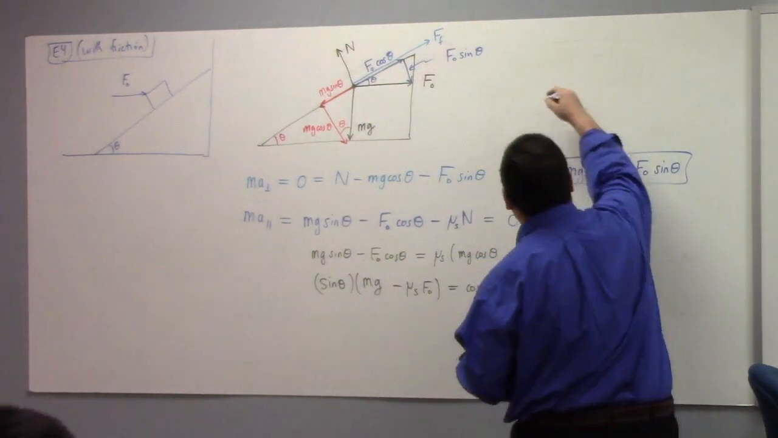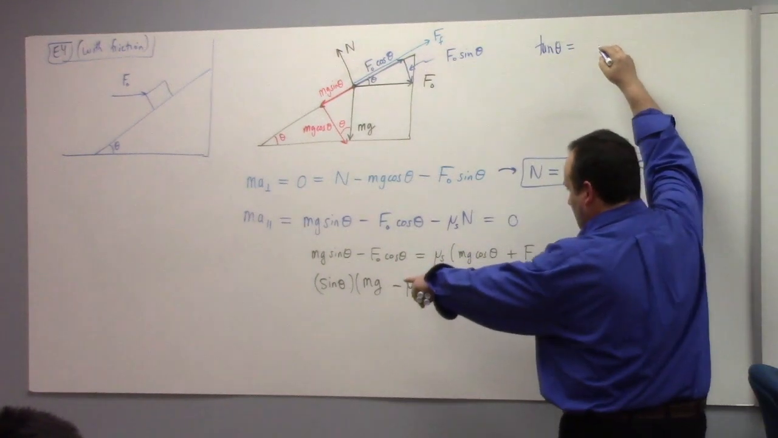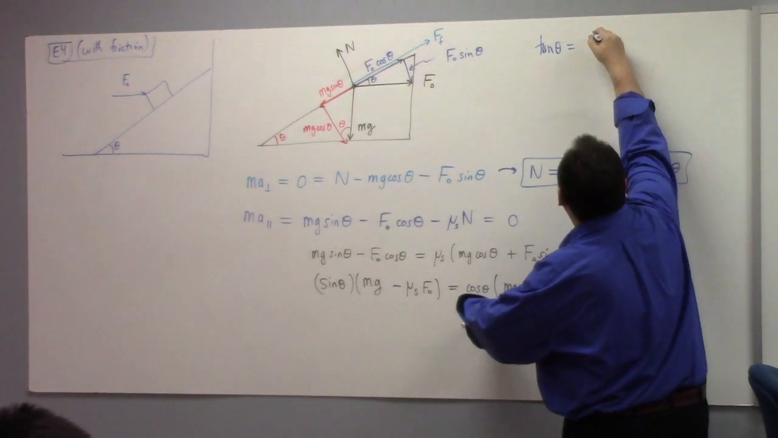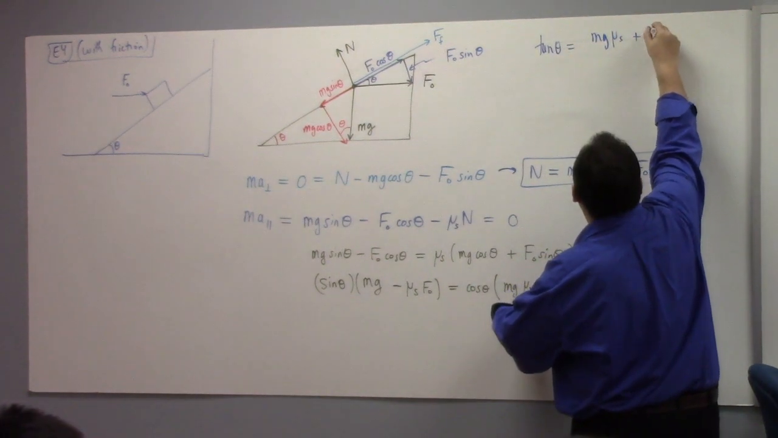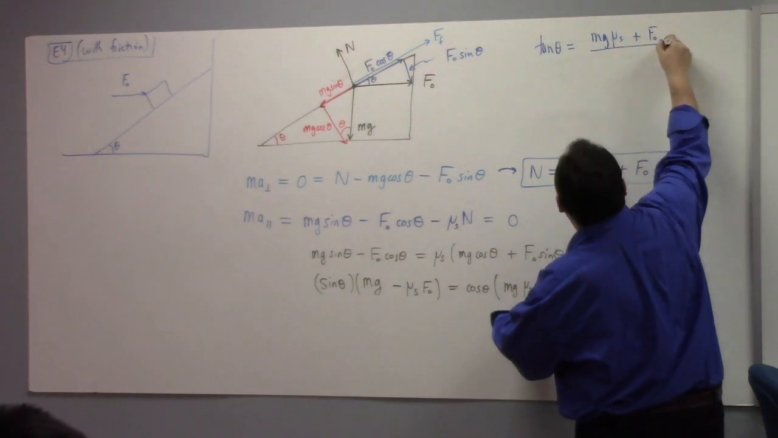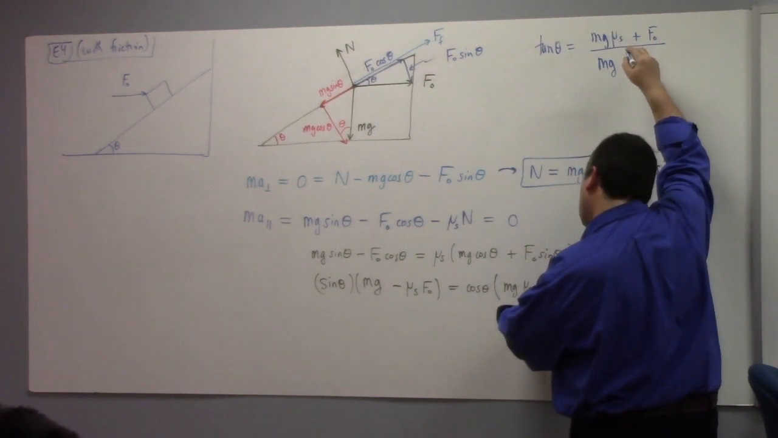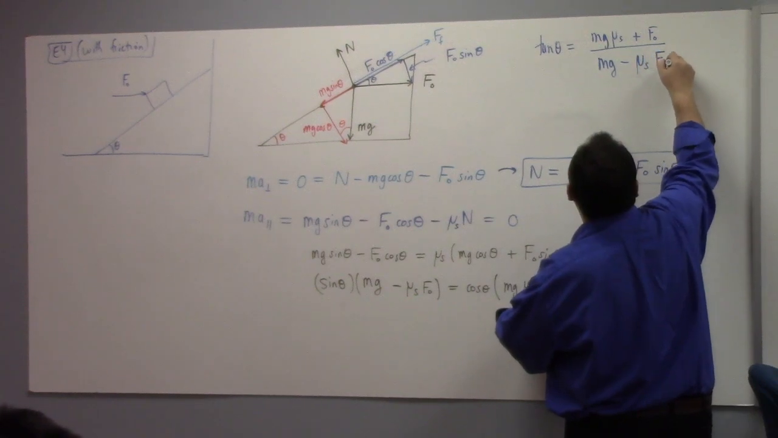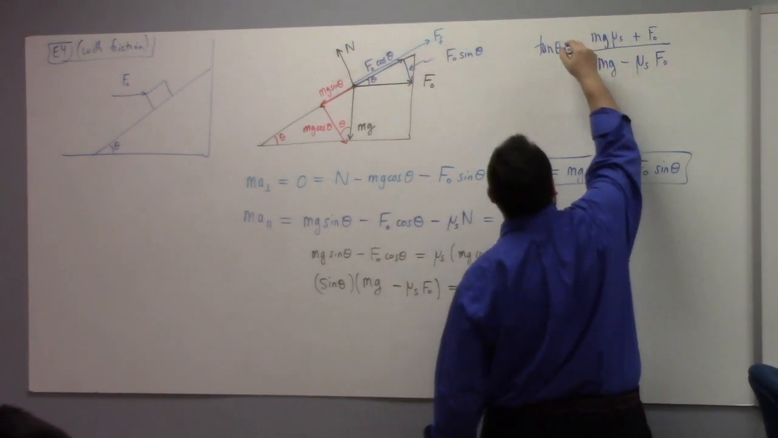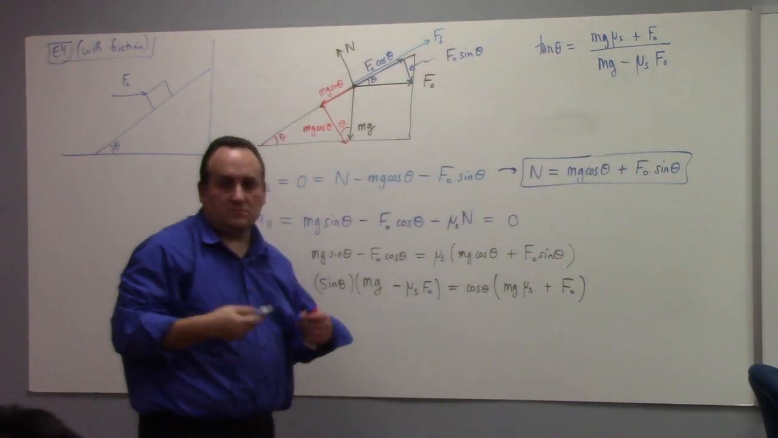So if we solve this, we get tangent theta, so sine over cosine's tangent, right? That's going to give me mg mu s plus f0 divided by mg minus mu sub s f0. See, now the mass matters, right? And you can take the inverse tangent of that.